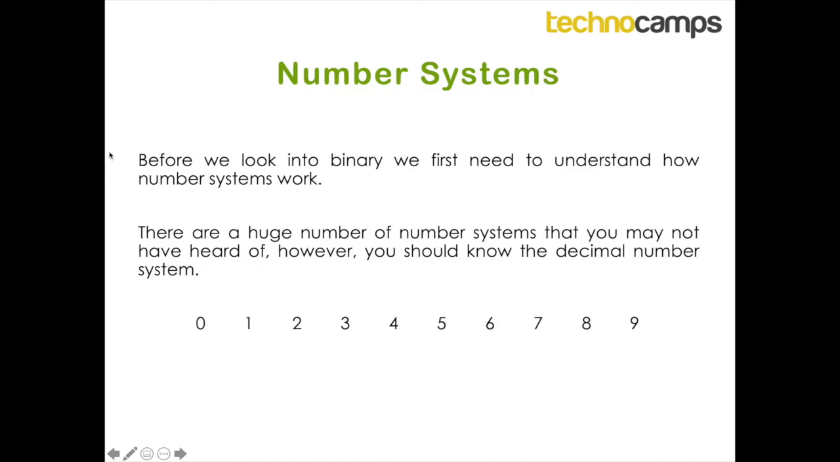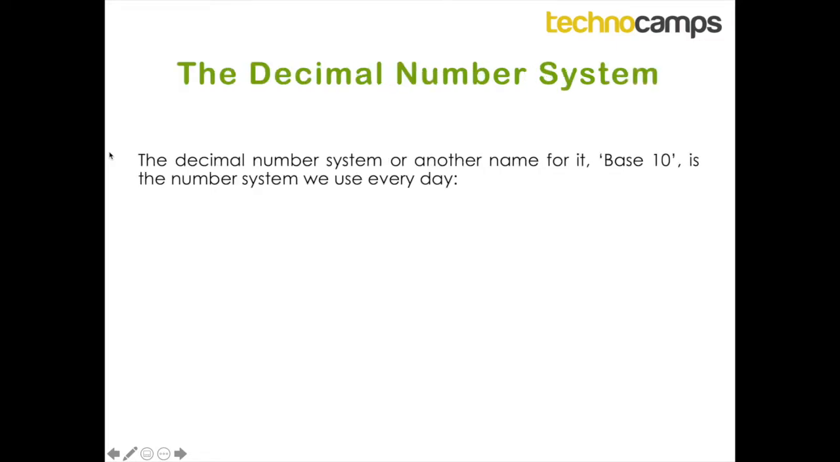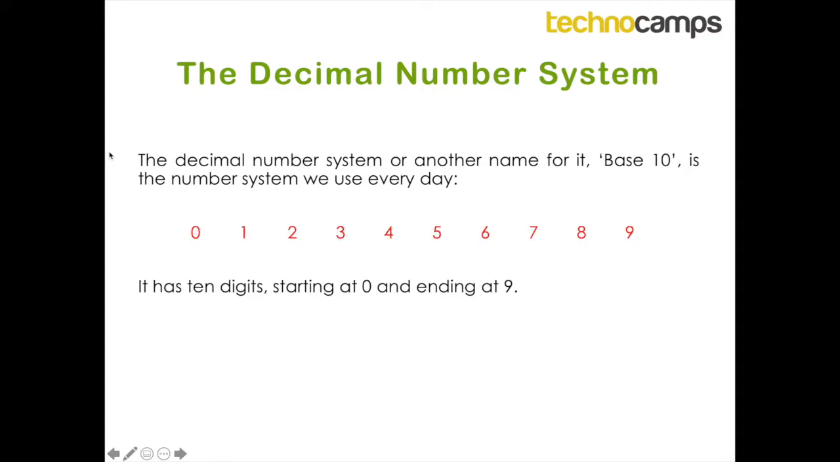Now, before I move on, I want you to have a think of why 10 is not included in the list. The decimal number system has another name for it. It can also be called base 10. As I've stated, it's a number system that we use every day. It consists of 10 digits starting at 0 and ending at 9.